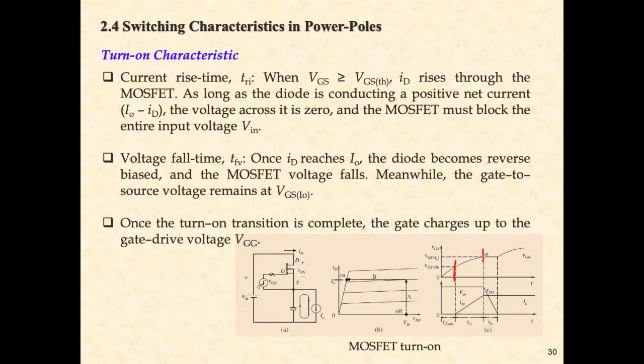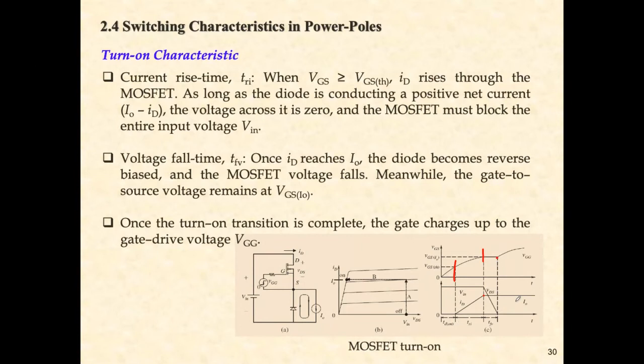Okay. So here, up to here, we call it voltage fall time. It is because when ID is equal to I0, it means that this diode has no more load current flowing through it. At that time, the diode becomes reverse biased, because there's no more current flowing through. At the same time, VDS will drop to 0 eventually.